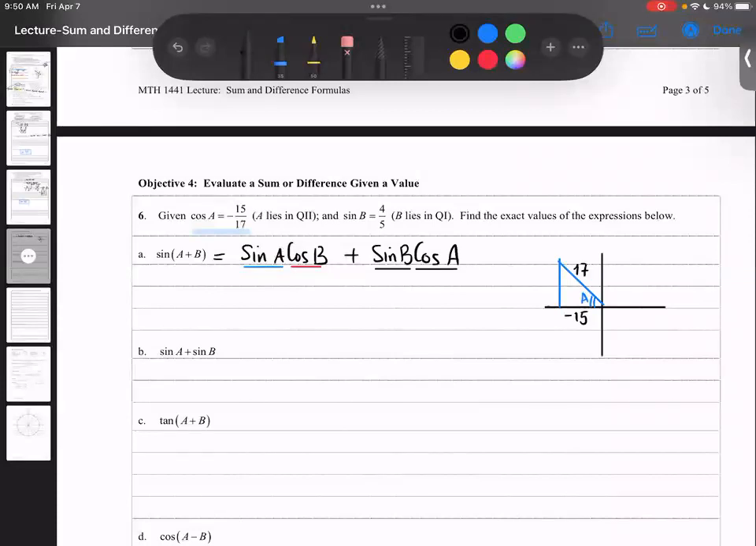Does it make sense to you? In the second quadrant, you have a negative x, right? The radius is always positive because it's a distance. Can you find the height? Can you find y?